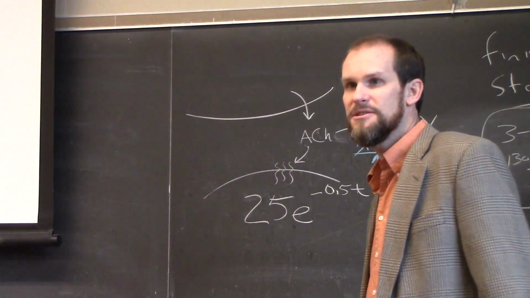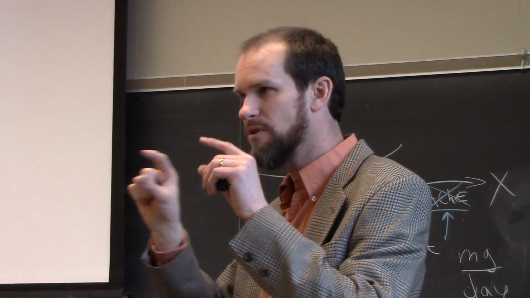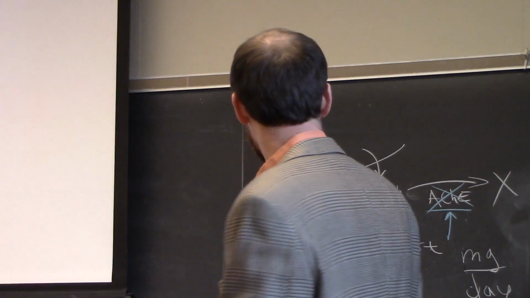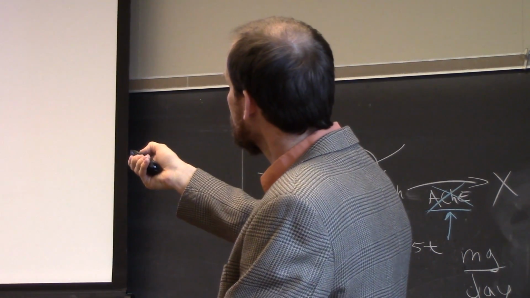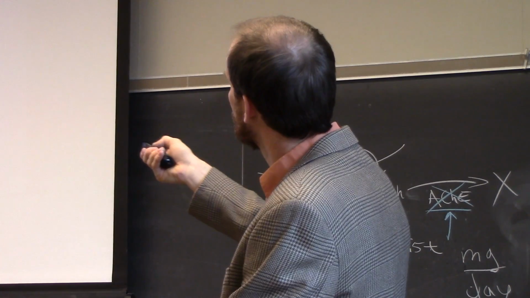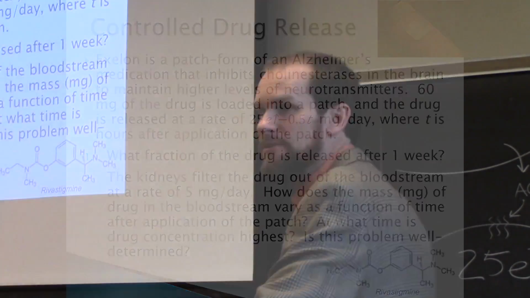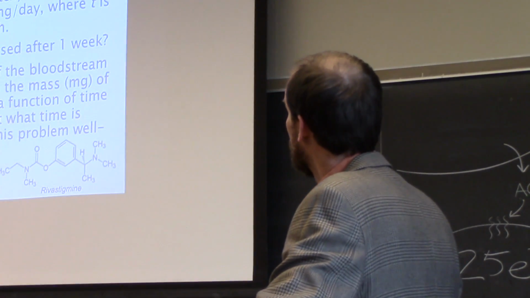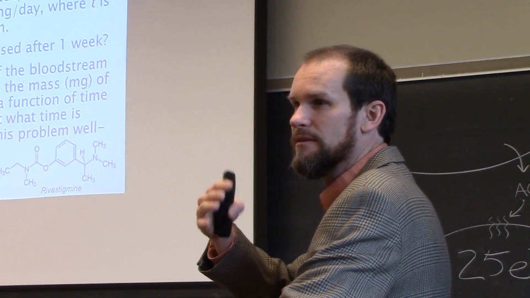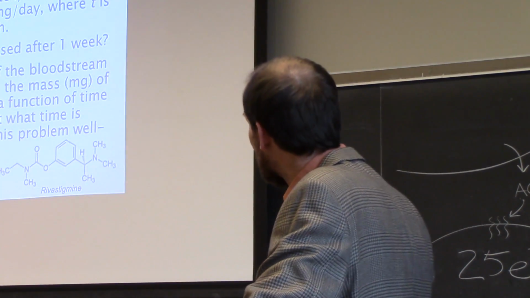So the rate changes because we're depleting the drug in the polymer, and so the rate's going to go down with time. T here is in hours after application of the patch. What fraction of the drug is released after 1 week is question number one. So how much drug gets released in 1 week? And the question you might want to ask is, when do I need to replace the patch?